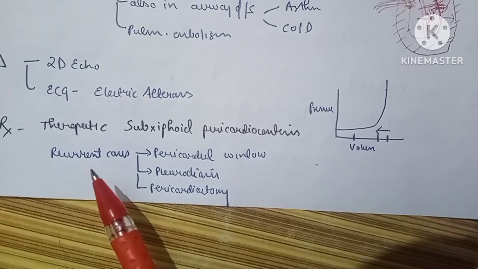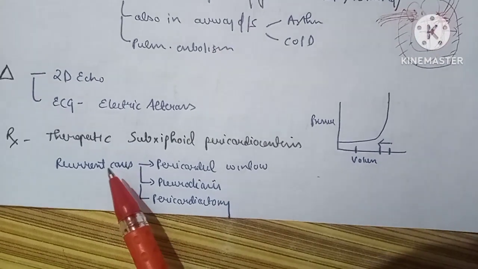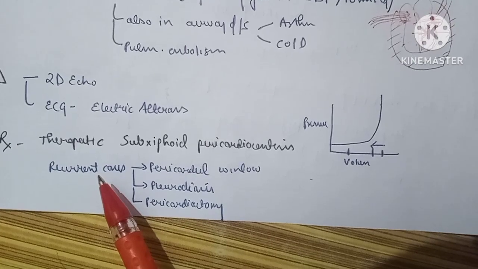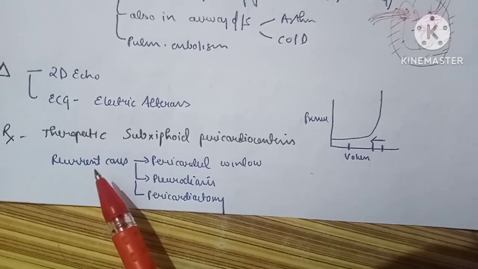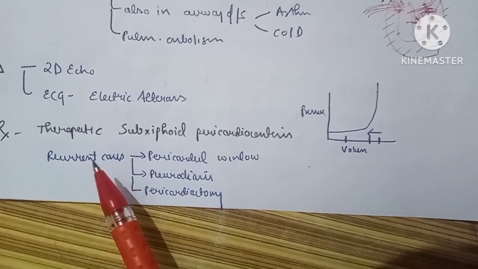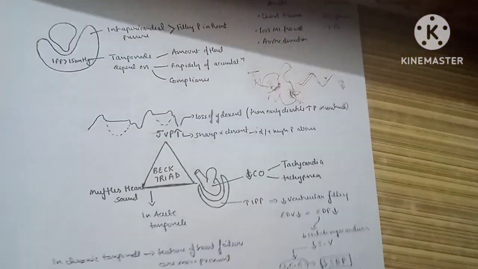In recurrent cases, in cases of metastasis or TB, we prefer making a pericardial window or doing pleurodesis or pericardiectomy. In pleurodesis, we are going to use chemicals like tetracycline, which are going to fuse the pericardial layers. So these were the bits about cardiac tamponade.